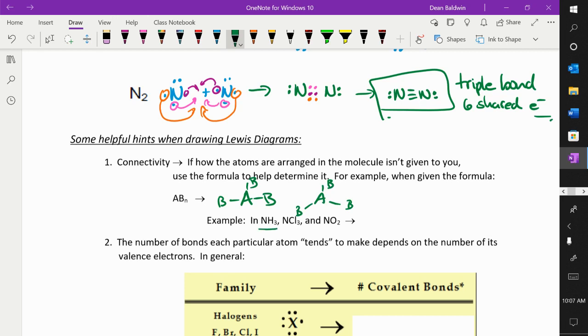So NH3, the nitrogen's at the center. The hydrogens are off to the sides. That is correct. If you drew it like this, that is correct. Okay, there's actually a lone pair of electrons. I'm going to put them on, but we'll talk about how to figure that out later. Okay, but those would be the same structure.